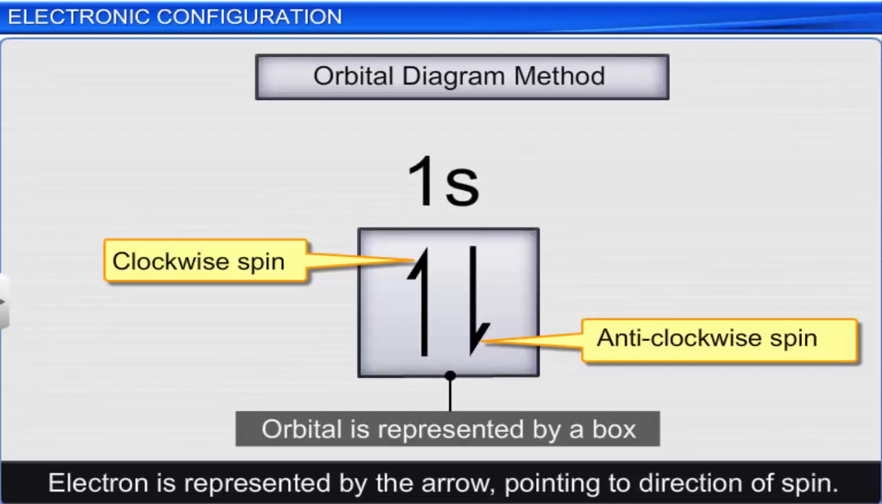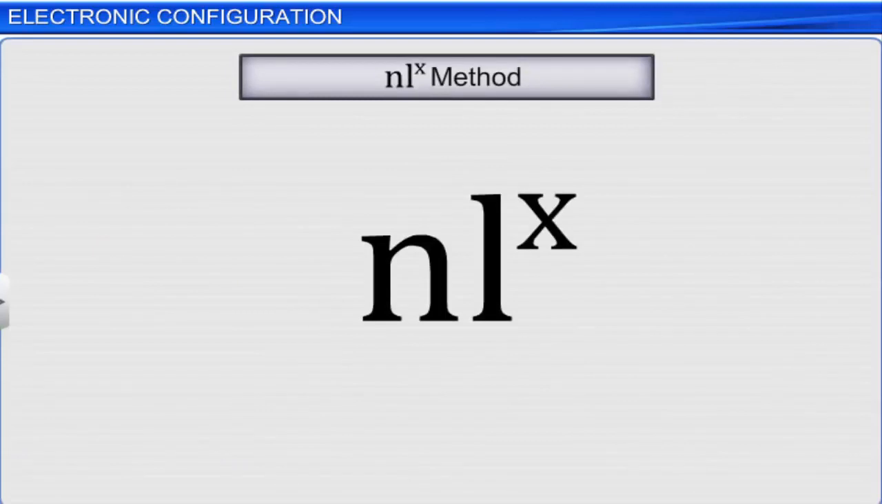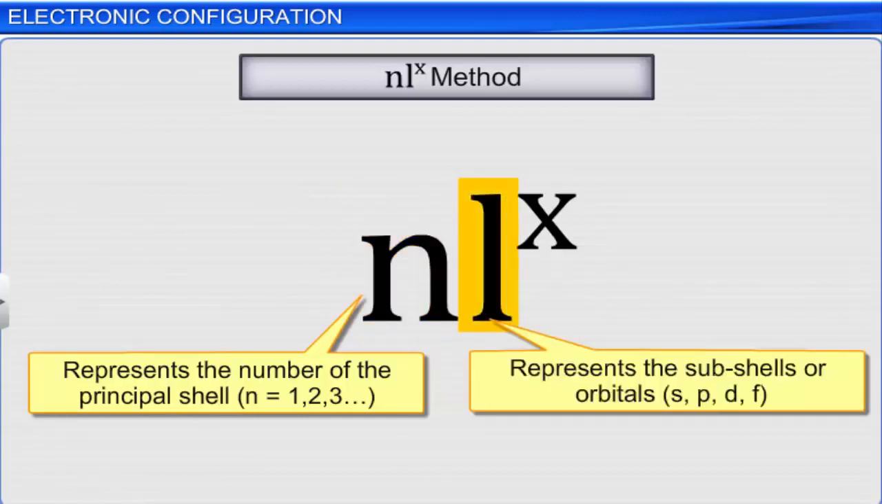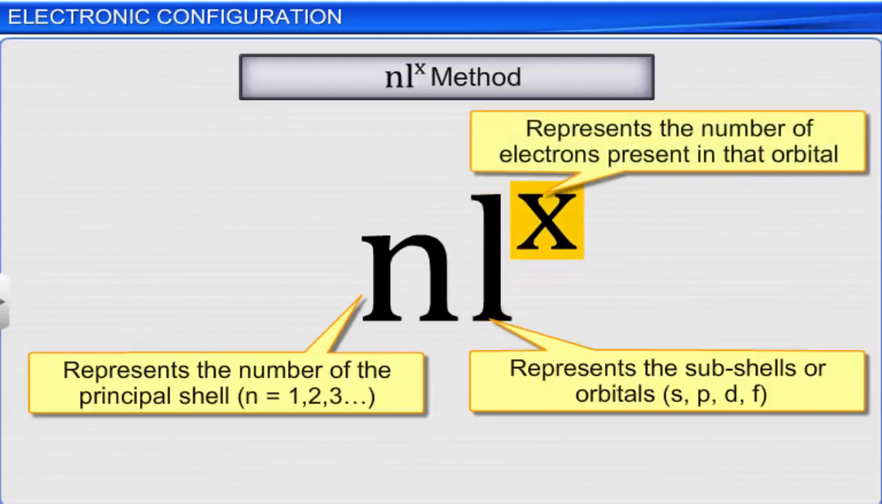The other way of representing the electronic configuration is by the nlx method. Here, n represents the number of the principal shell, that is 1, 2, 3, etc. l represents any subshell or any orbital: s, p, d, f, and x represents the number of electrons present in that orbital. For example, 3p2 denotes that the p subshell of the third principal orbit contains 2 electrons.